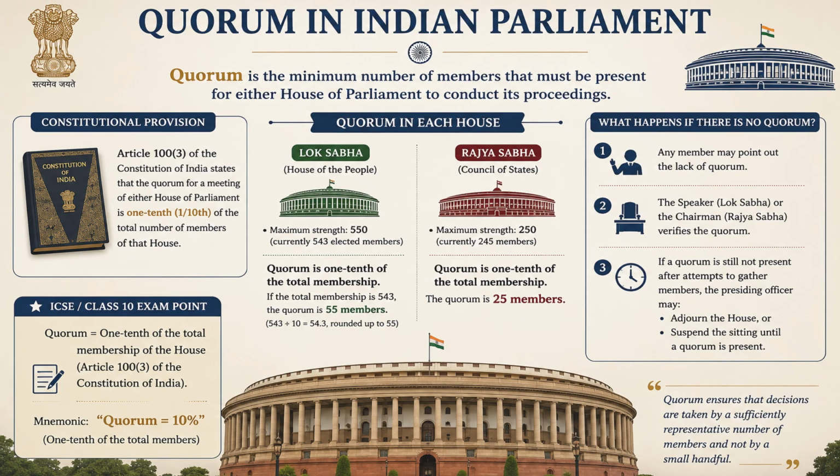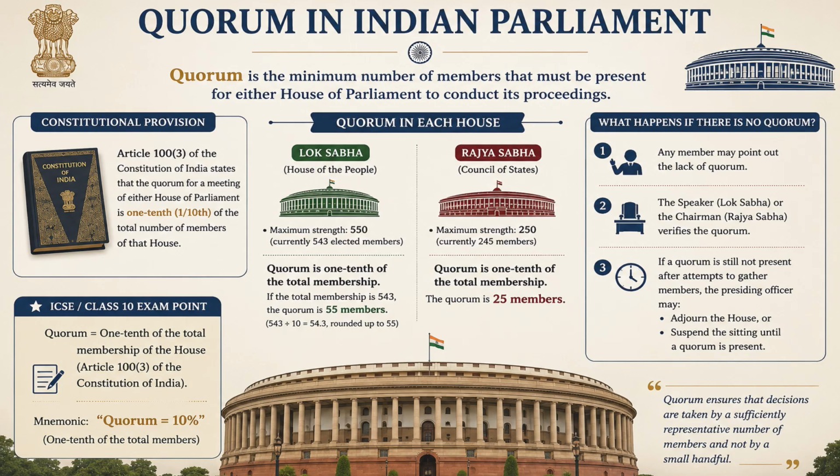Quorum is what? It is the minimum number of members that should be present to have a discussion. Like in a class of 100 people, we need 1/10, like 10 people at least to have a discussion. So in Lok Sabha, the maximum number of members should be 550, of which currently we have 543. So the quorum should be around 55 members.